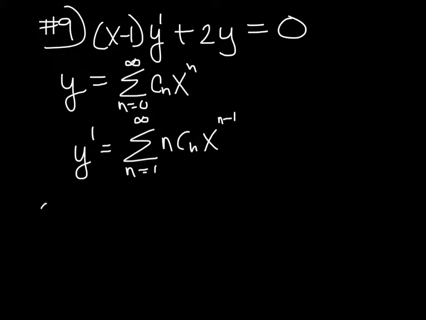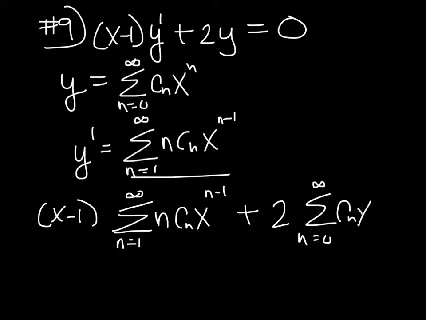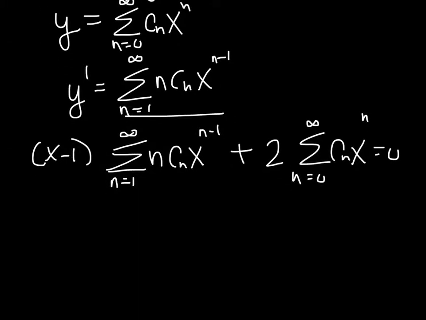So we have x minus 1 times y prime. Well, it's just this guy right here. So my sigma starting from 1 to infinity, ncn x to the n minus 1. And then I'm adding 2 times y, so that's 2, and then this guy is my y. So Cn x to the n, and that's all equal to 0. And, right, so again, this was my y, and there's my y right there, and there's my y prime, and there's my y prime.